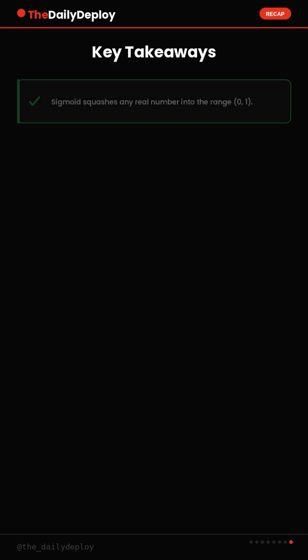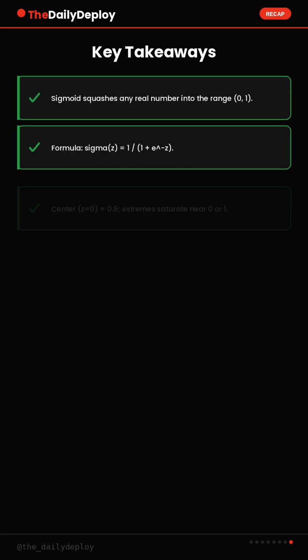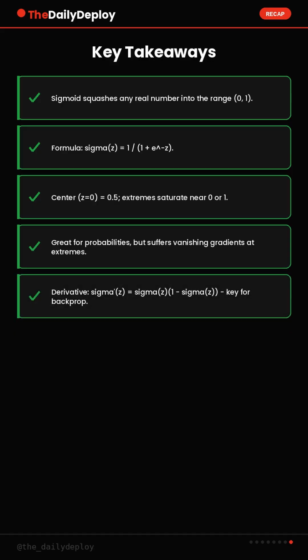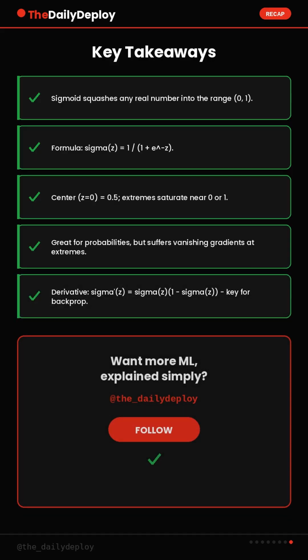Let's recap. Sigmoid converts any number into a probability between 0 and 1. The middle of the curve is where learning happens the fastest. Extreme inputs are pushed close to 0 or 1. It's great for binary classification, but its vanishing gradient problem makes it less suitable for deep hidden layers.